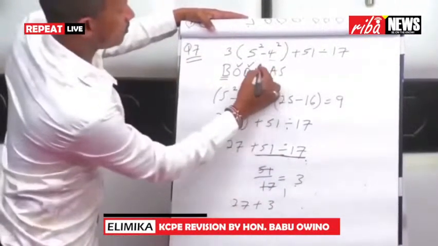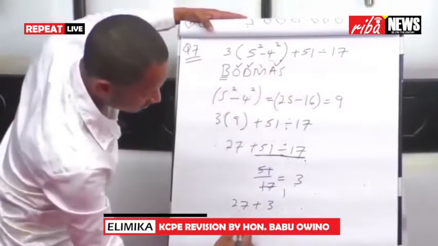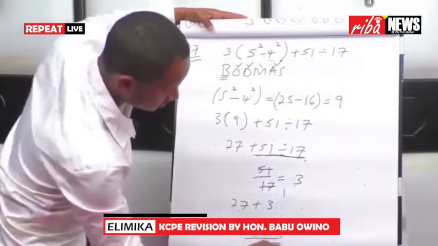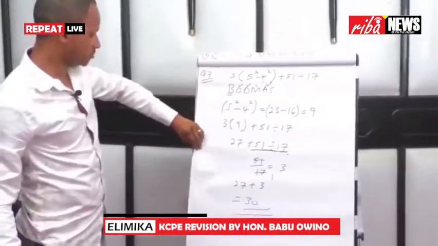Then you go to, we don't have multiplication, and then we have addition. So addition is 27 plus 3 is 30. So that's question 7. Then we go to question 8.